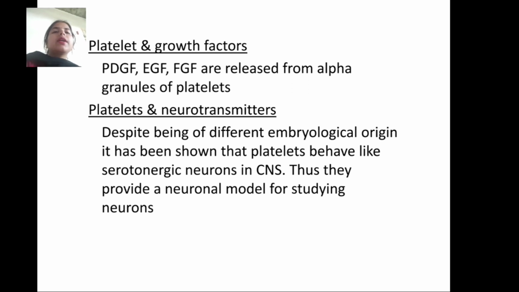Next are platelets and growth factors. PDGF, EGF, and FGF are released from the alpha granules of platelets. Next are platelets and neurotransmitters. Despite being of different embryological origin, it has been shown that platelets behave like serotonergic neurons in the CNS. Thus, they provide a neuronal model for studying neurons.